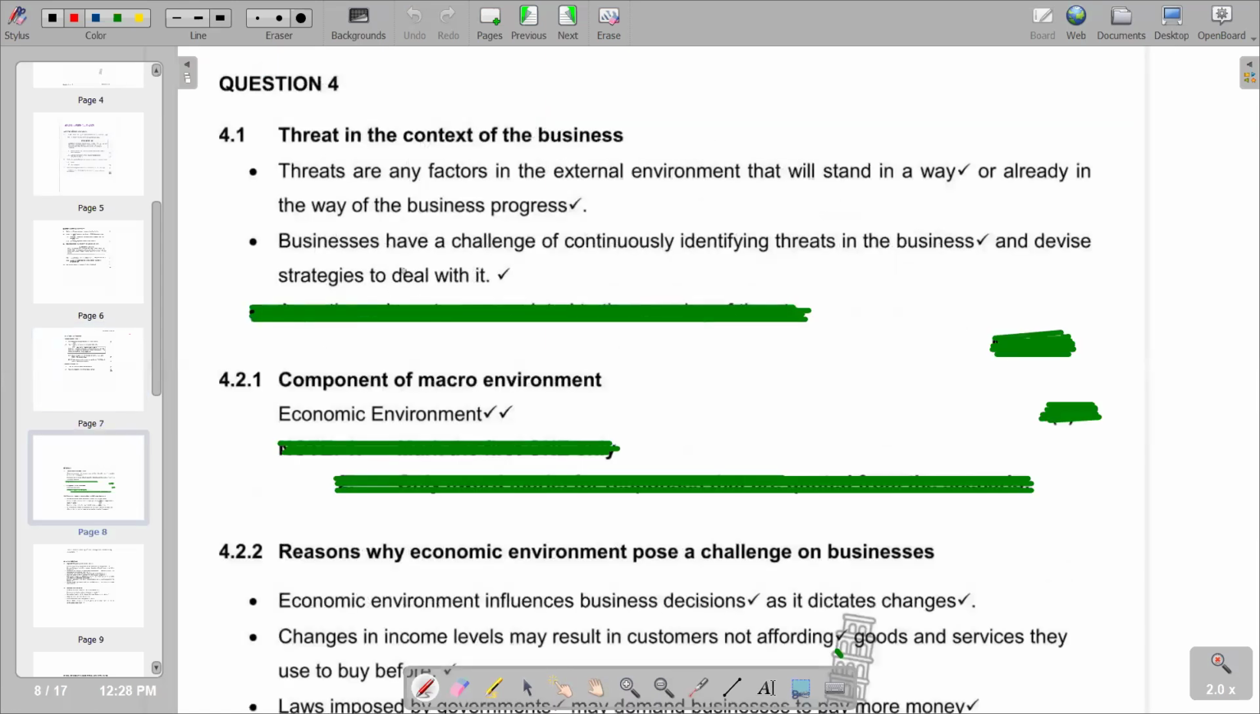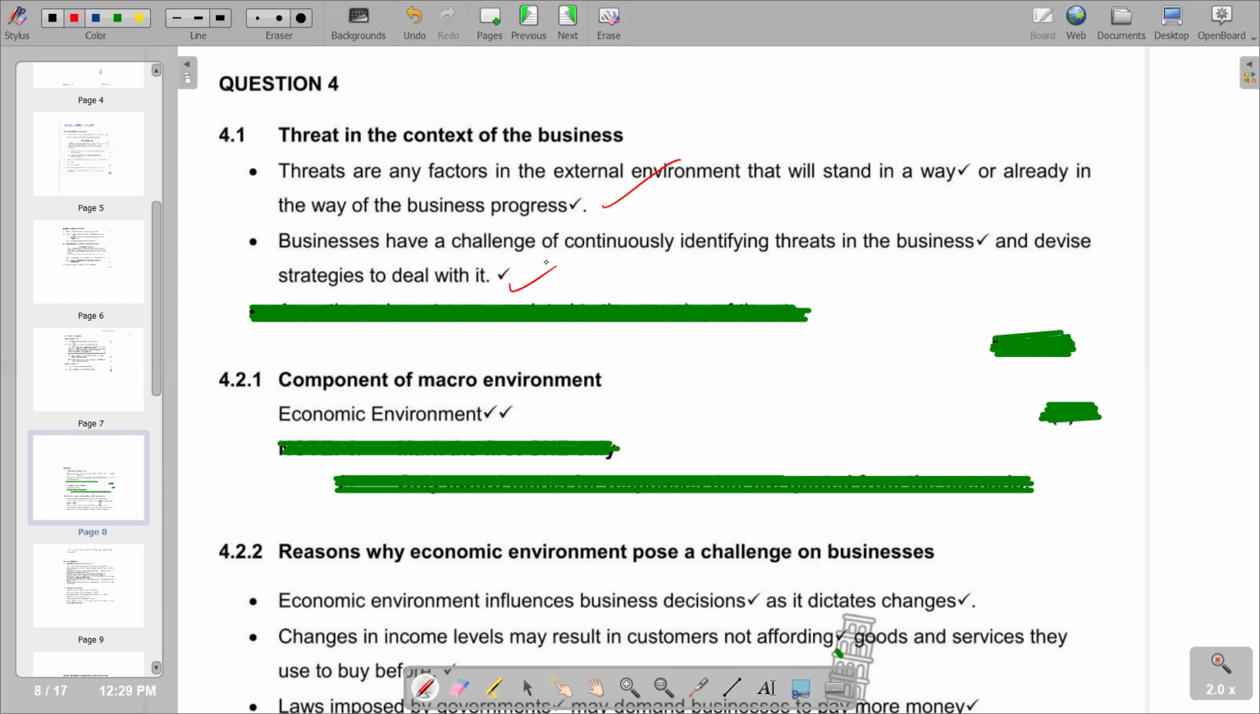The response that we have in terms of threats in a business context is: threats are any factors in the external environment that stand in the way, or are already in the way, of the business's progress. The business has a challenge of continuously identifying threats and devising strategies to deal with them. So a threat is anything that comes in the way of the business when it is on its way to make a profit, or anything that is going to disrupt its processes so that at the end of the day it makes a profit. So basically, that's a threat within the business context.